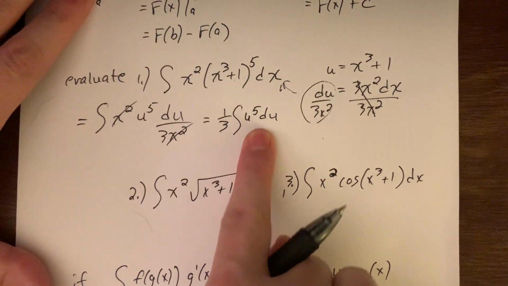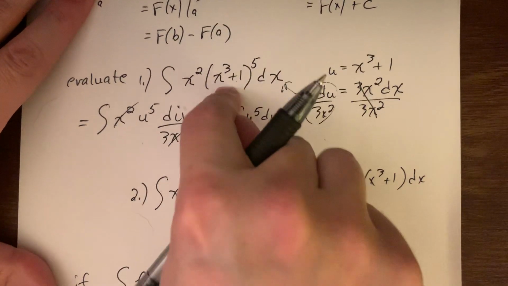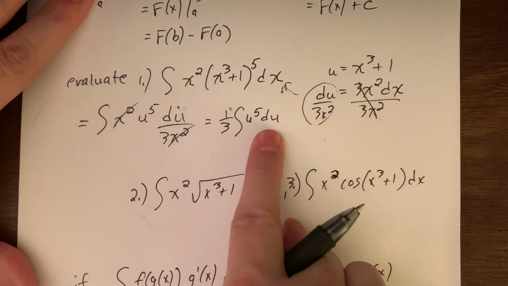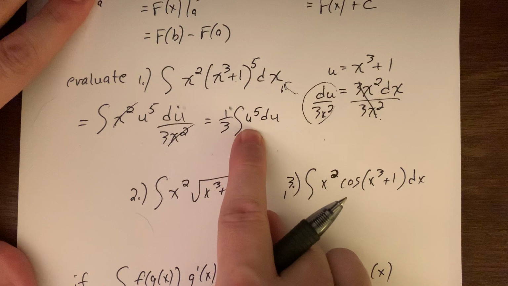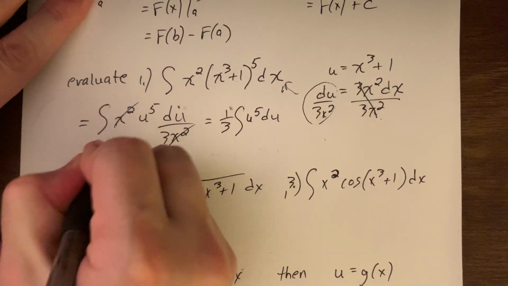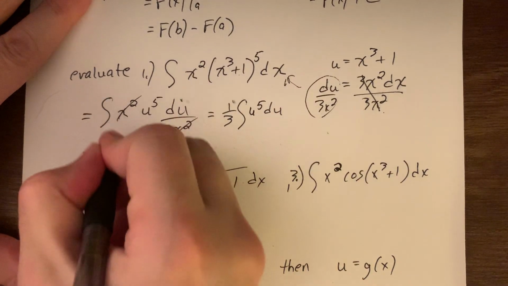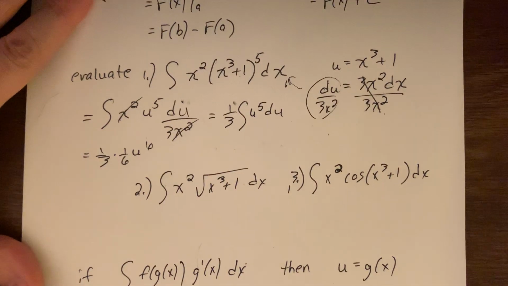And look what happened. We started with a mess of multiplication and inner-outer. By making the right choice with u, now everything is simple. All I've got, there's no fancy multiplication anymore. Number out in front just kicks along. The anti of u to the 5th is 1/6 u to the 6th.